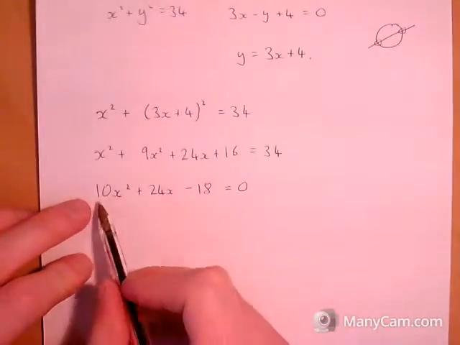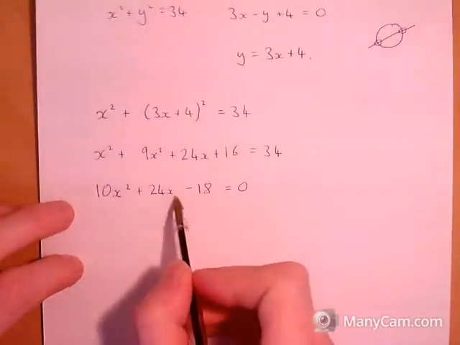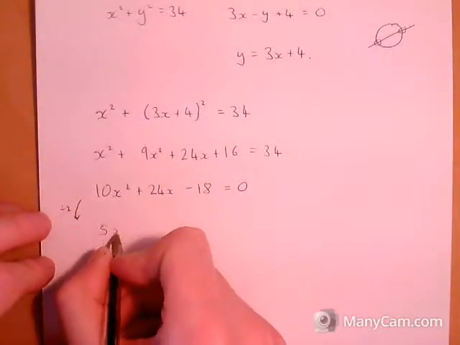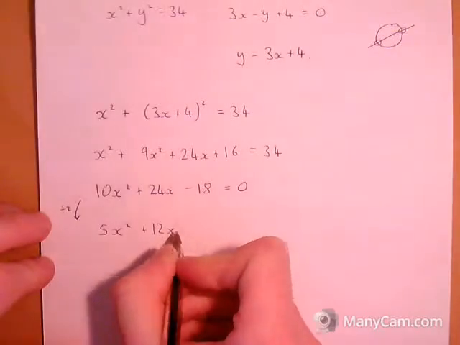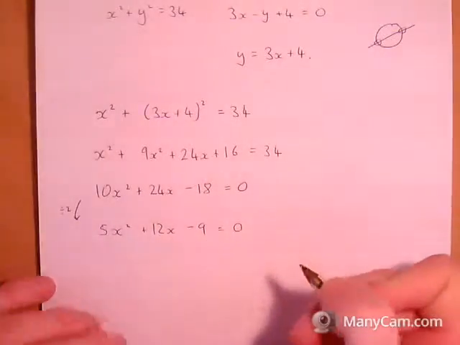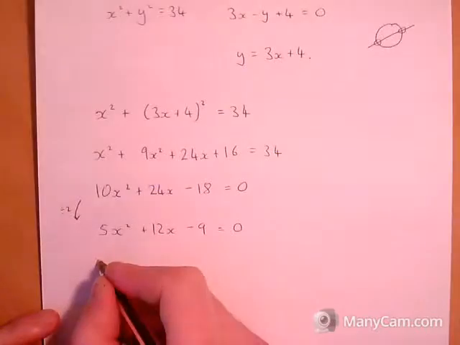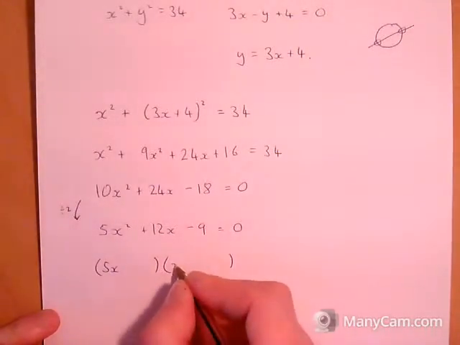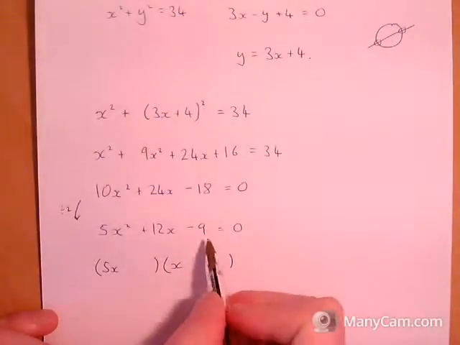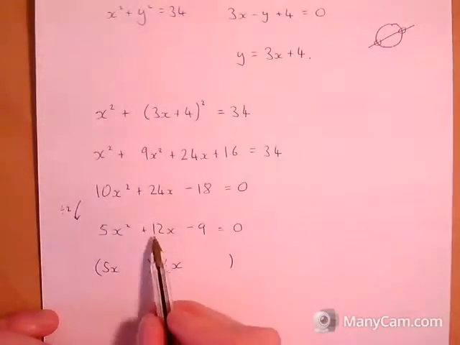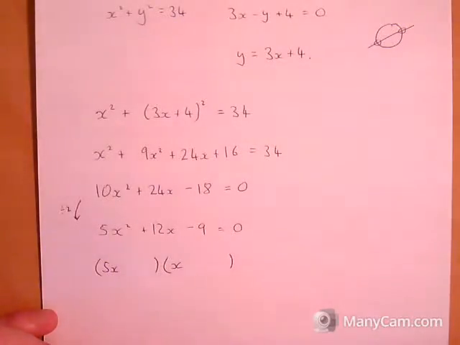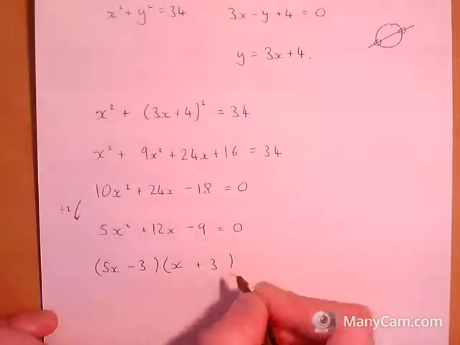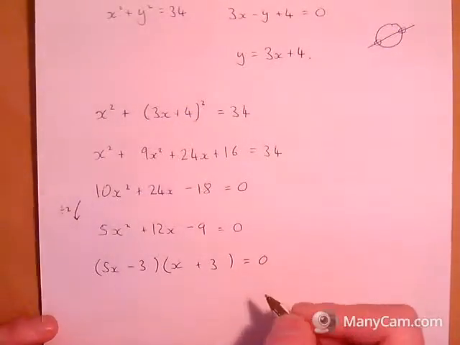First thing I'm going to do though, because they're all multiples of 2, I'm going to halve everything to make my life a little bit easier. So I'm going to divide everything by 2, so I get 5x squared plus 12x minus 9, which equals 0. And now it's a little bit easier to factorise. The only way that I'm going to make 5x squared is by multiplying 5x and x, and then I need two numbers that multiply together to make 9, and then add to make 12 when I multiply by 5x and x. So they end up being minus 3 and plus 3, and that's still equal to 0.